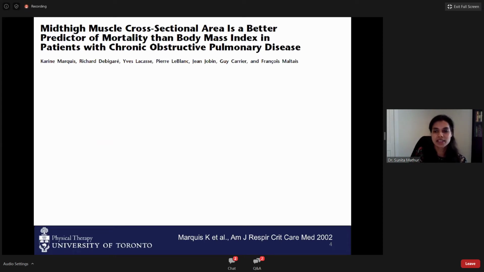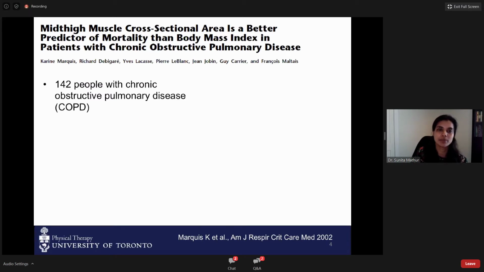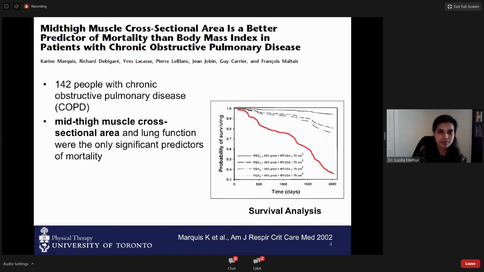This was an early study done in 2002 that showed that muscle cross-sectional area in people with lung disease was actually an important predictor of mortality. They looked at 142 people with chronic obstructive pulmonary disease, which is one of the most common chronic diseases amongst Canadians. And they found that mid-thigh muscle cross-sectional area, in addition to lung function, were the only significant predictors of mortality. Now in COPD, we already know that lung function is an important predictor of mortality because it is a lung disease. But this was the first study to show that mid-thigh cross-sectional area was also an important predictor.